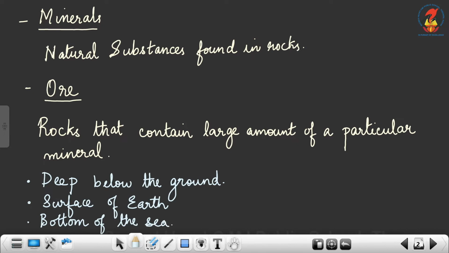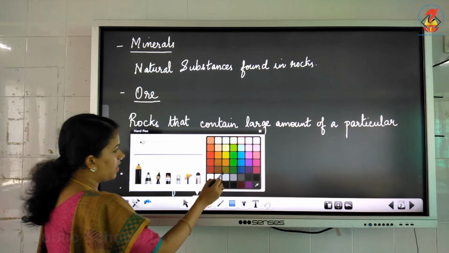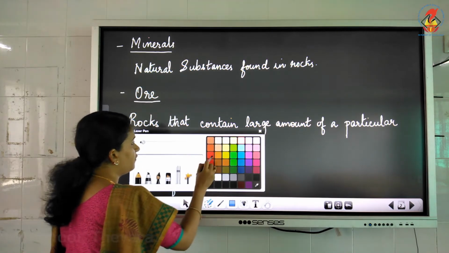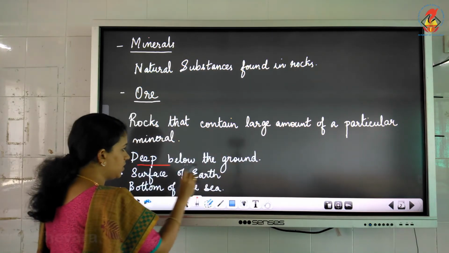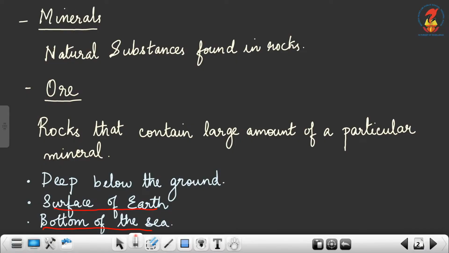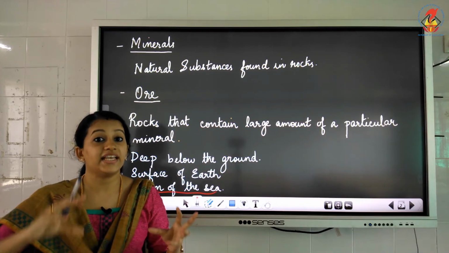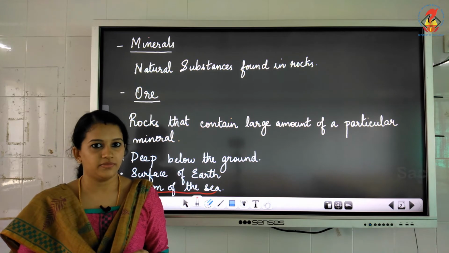The ores, or the rocks that contain this mineral, can be found deep below the ground, or on the surface of the earth, or on the bottom of the sea. These are the places from where we can get the ore of a mineral.